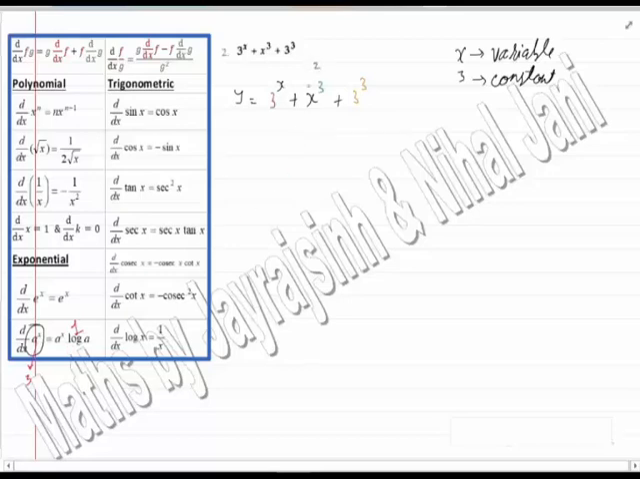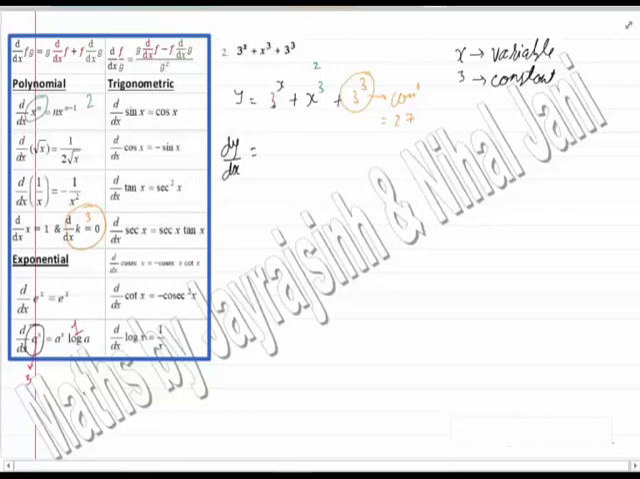Now, the second term, which is x cubed, is basically variable raised to a constant, and to differentiate this kind of function, we have to use x raised to n. Now, the third term is the funniest thing. It is actually constant raised to constant, which is another constant. 3 raised to 3 is basically 27. So the differentiation of a constant will be 0. So now we are ready to differentiate.